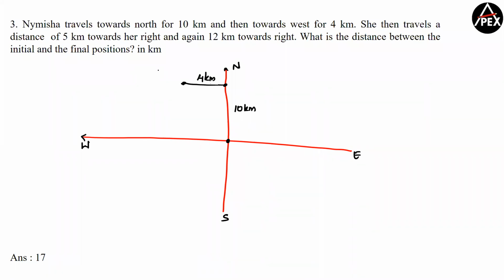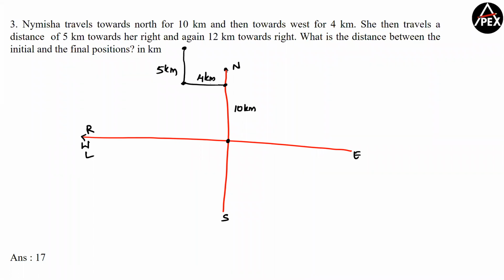Now she travels a distance of 5 kilometers towards right. So when she is facing west, this will be her right and this will be her left. So she turns right and moves the distance of 5 kilometers. Now she is facing north, and again she turned 12 kilometers towards right.